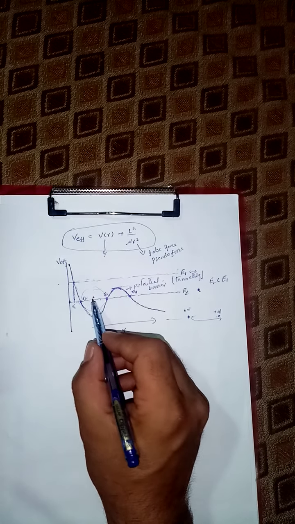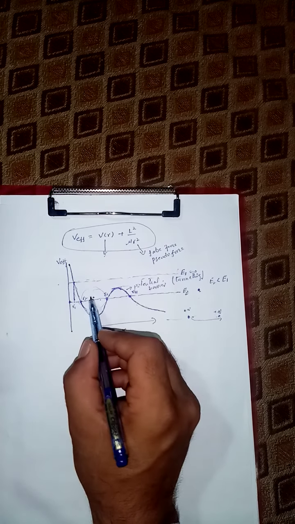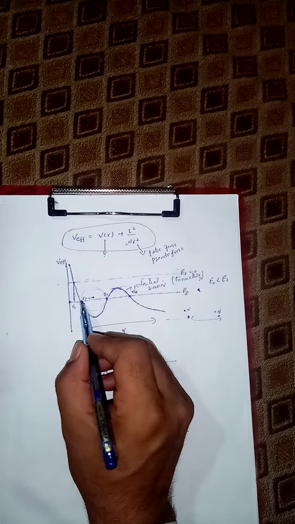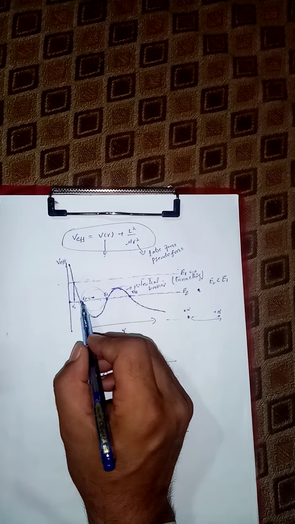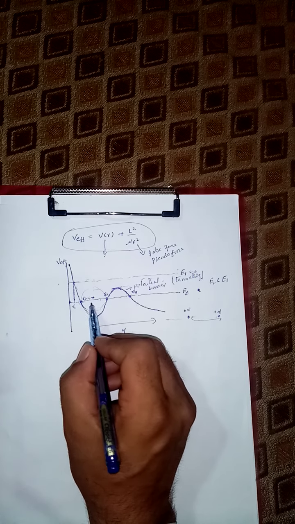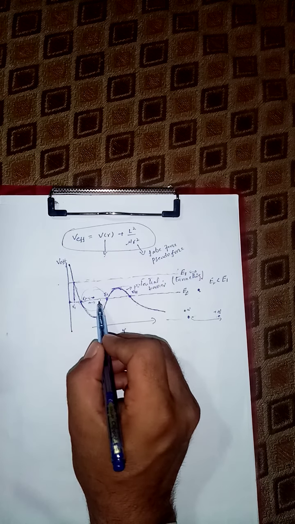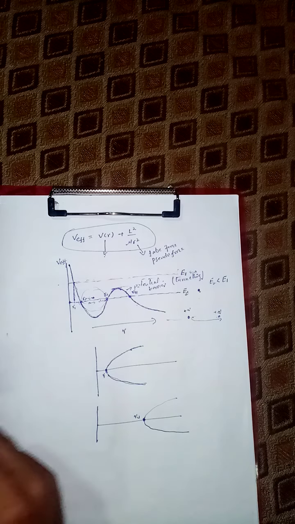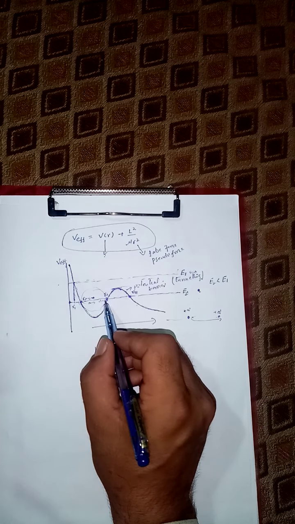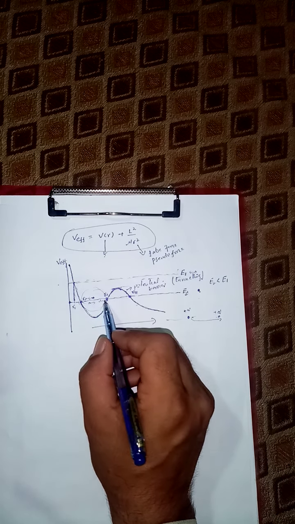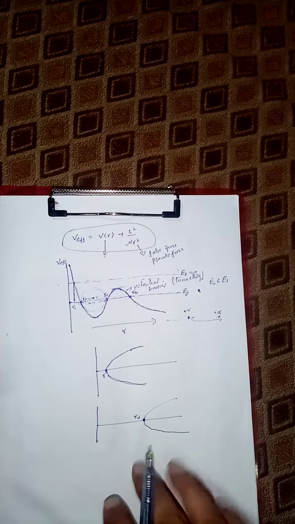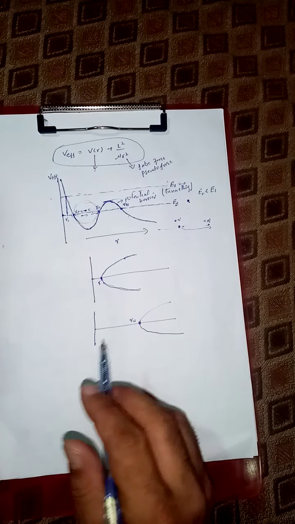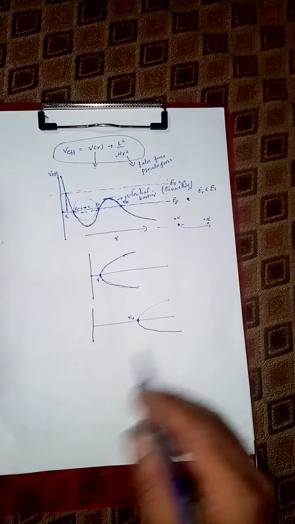Now the particle moves from this side, reaches this distance r2, and then it scatters back in this way, and again it reaches r3. At r3, the potential barrier is bigger than the energy of the particle, so it gets scattered again towards r4. So it means that the particle moves between two circles.